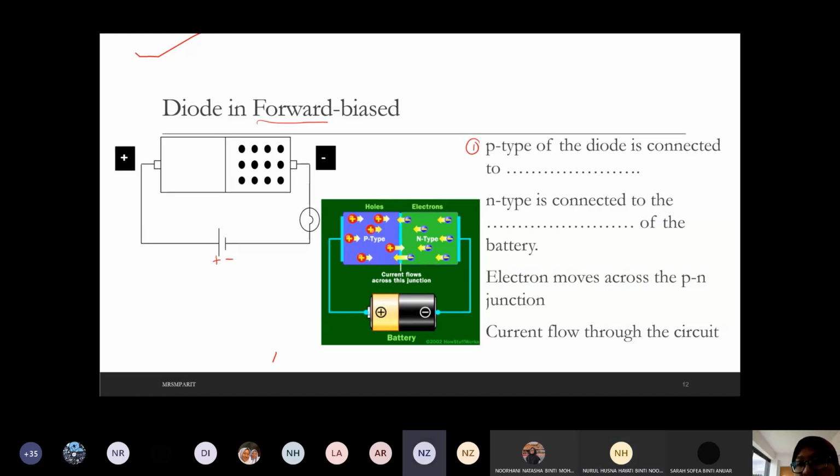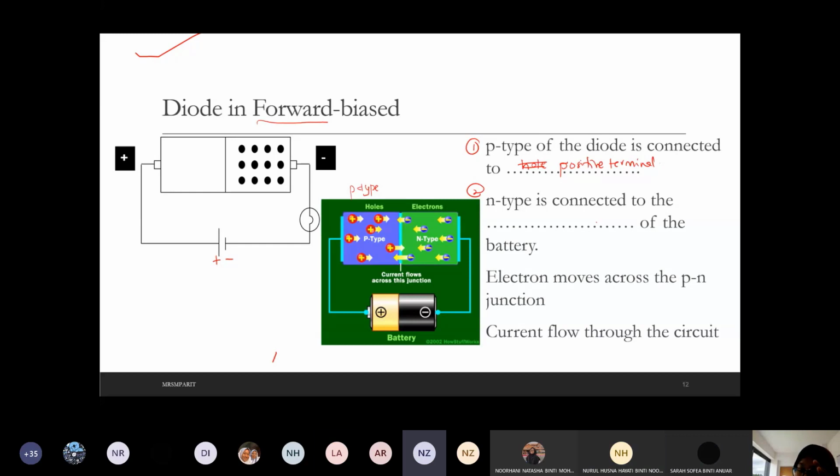P type of the diode is connected to, ataupun kita tak panggil hole lah. Kita panggil to the, sorry. P type of the diode is connected to, this is P type. So P type, kita kata dia connected to the positive terminal. Okay, and then this can be in the 4 marks question ataupun dalam essay.